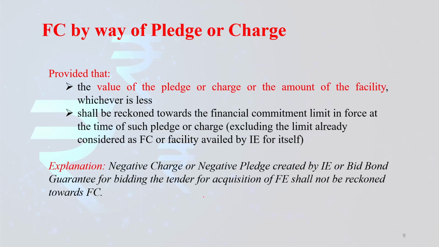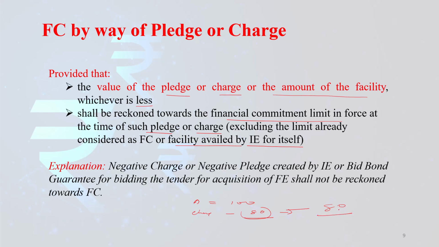Now, here there is a proviso: the value of the pledge or charge or the amount of facility, whichever is less, shall be reckoned towards the financial commitment limit in force at the time of such pledge or charge, excluding the limit already considered as financial commitment or facility by the Indian entity for itself. What does it mean? Suppose the facility amount is 100 and the value of the charge is 80. For the purpose of our financial commitment, whichever is less, we will consider 80.